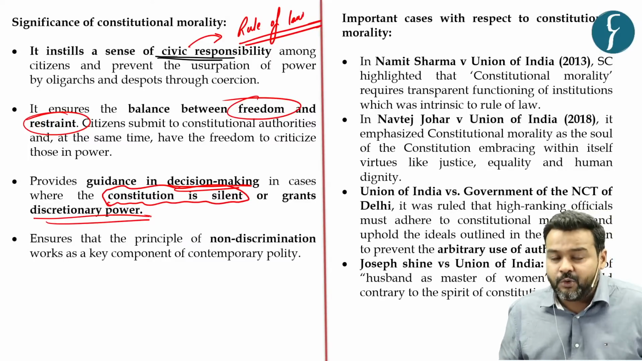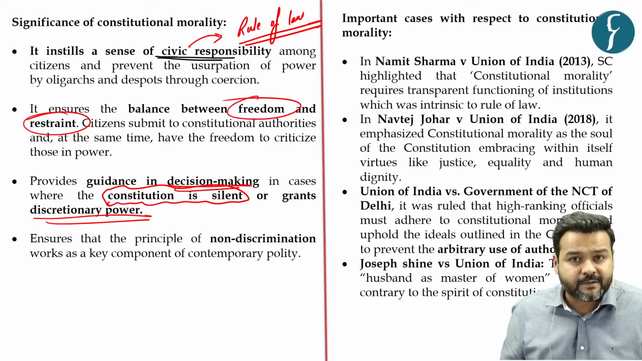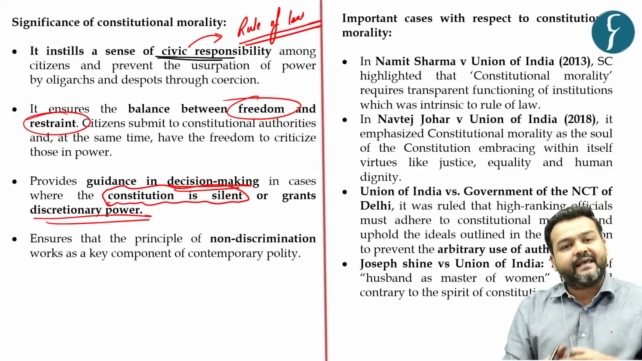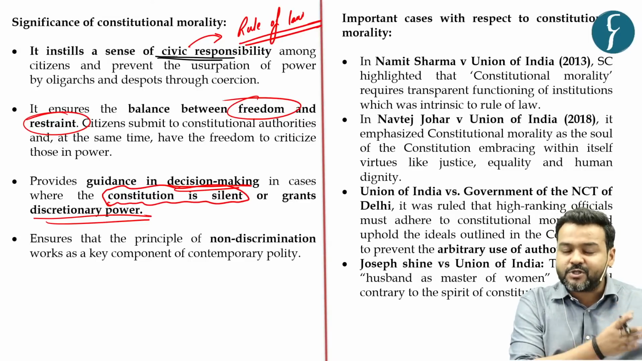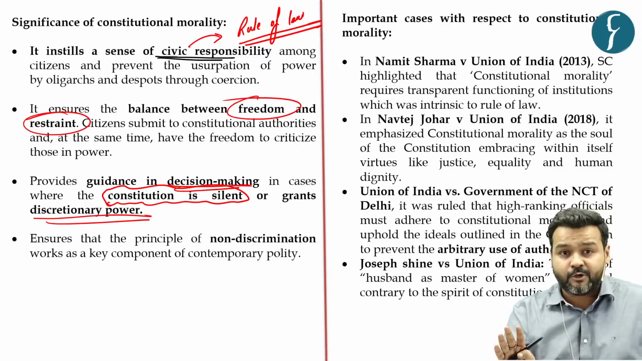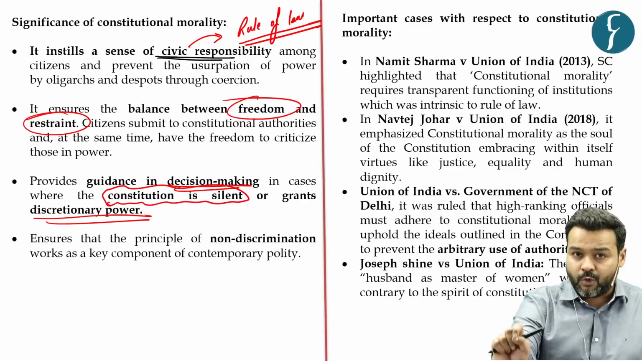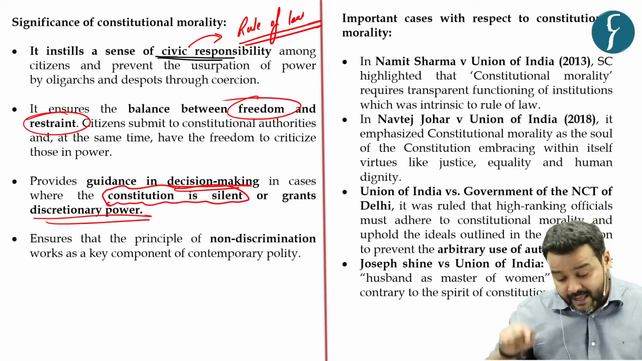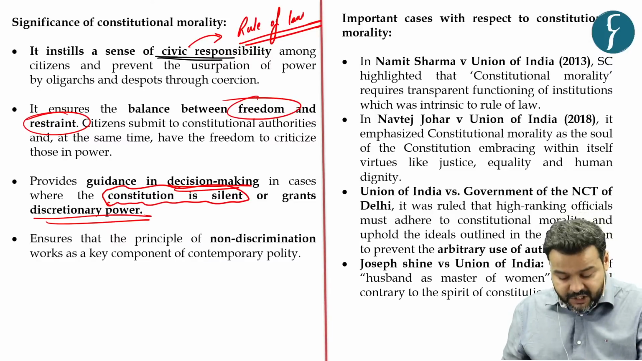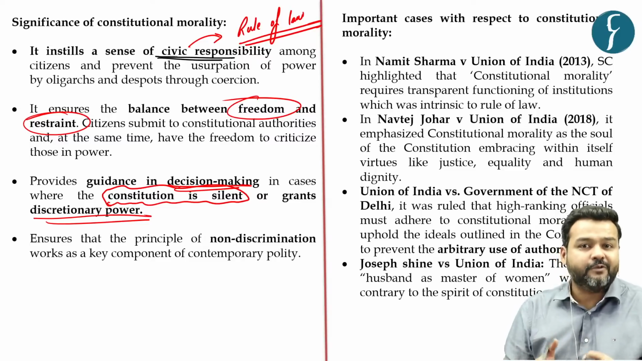Next, it provides guidance in decision making where the Constitution is silent or grants discretionary power. As I told you, it is similar to the doctrine of basic structure, because whenever the Constitution is silent upon anything, the courts can resort to the concept of constitutional morality to take a decision. They will say the Constitution is silent, but this is what its core values have to say about the matter, and they will decide accordingly. So discretionary power will be checked, and this silence or vacuum will be filled.